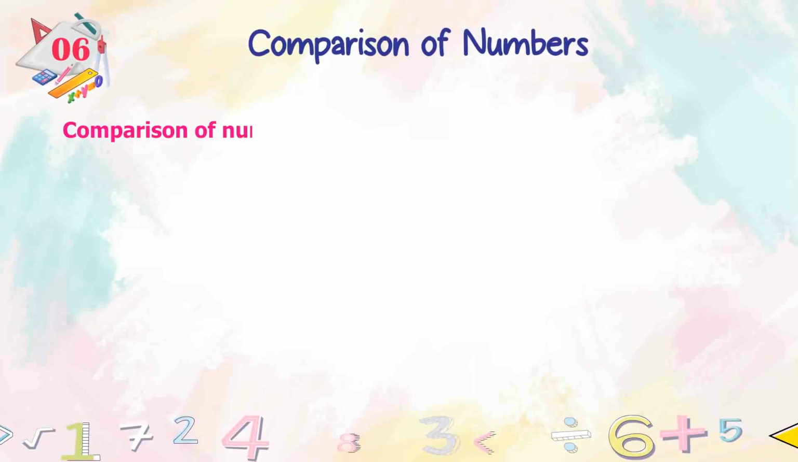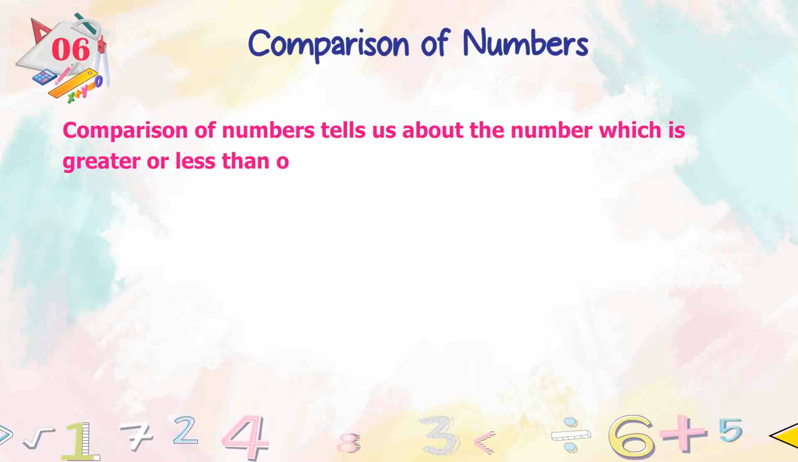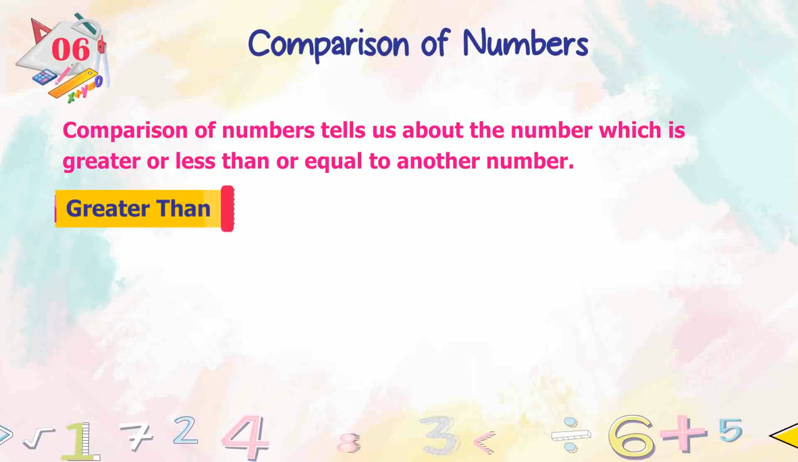Chapter 6. Comparison of numbers. Comparison of numbers tells us about the number which is greater than, less than or equal to another number. Greater than. See the example.